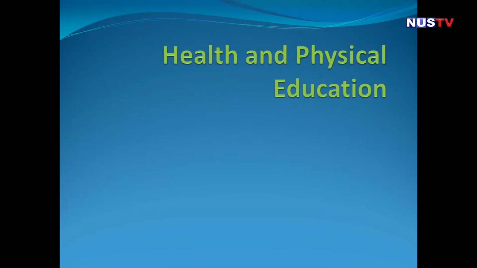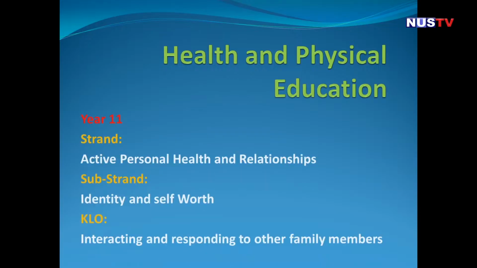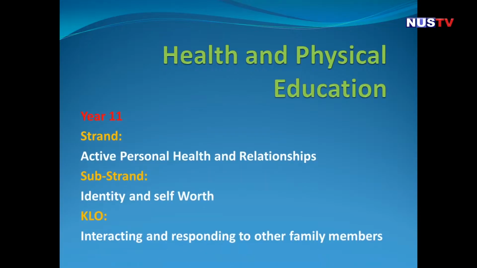Okay, as you see on the screen, those are the curriculum learning areas that our lesson is based on. The strand is active personal health and relationships. The sub-strand is identity and self-worth, and the key learning outcome is interacting and responding to other family members.